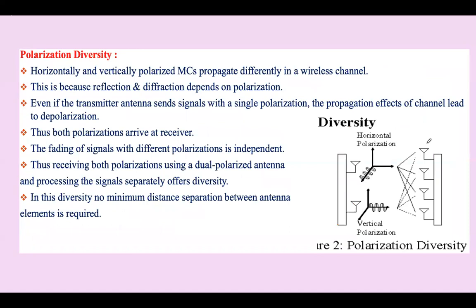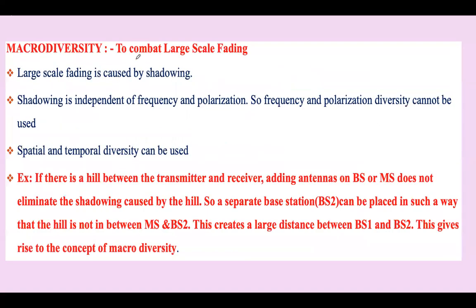In case of polarization diversity, we have two different polarizations. One is horizontally polarized signal, the other one is vertically polarized signal. So at the receiver side, we receive the horizontally polarized signal and the vertically polarized signal. Among these, we can choose the best signal. If the horizontally polarized signal is better, we can choose it and reject the other one. So these are the classifications of microdiversity.